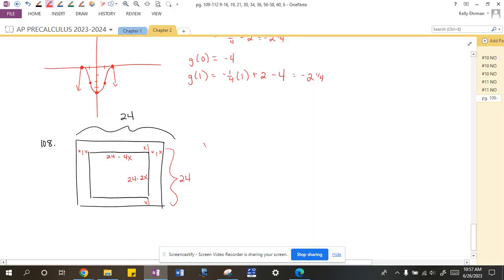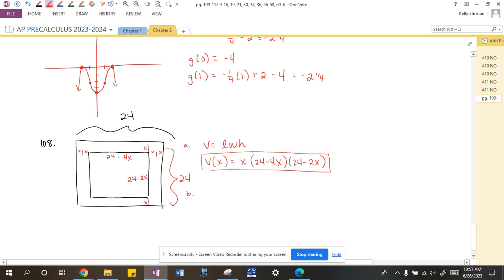So because volume is length times width times height, the volume, let's make it a function, v of x is going to be, I'm going to do the height first. x is the height. And then the dimensions of length and width really don't matter. I'm going to say 24 minus 4x and 24 minus 2x. There's no need to go through and FOIL that together unless they tell you that specifically. That's part A.